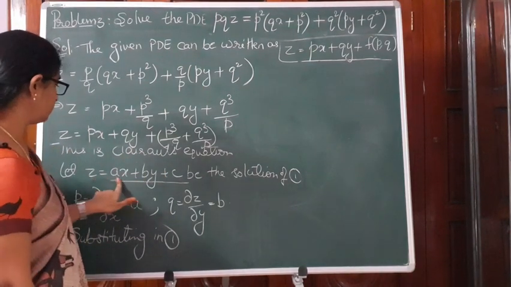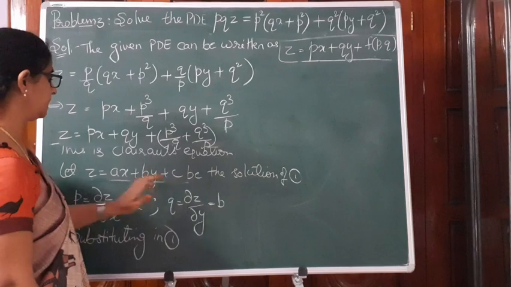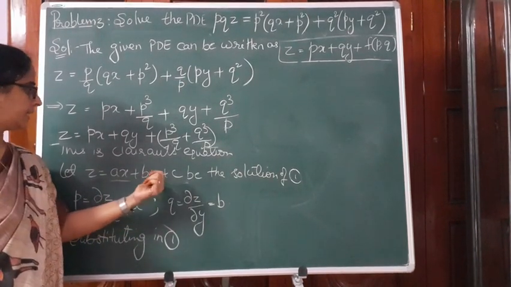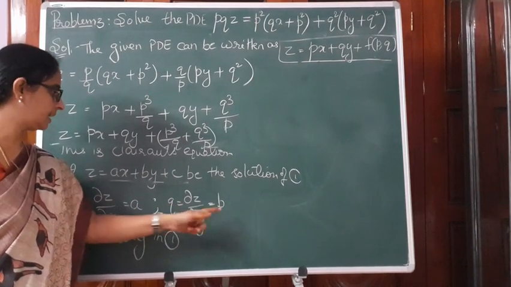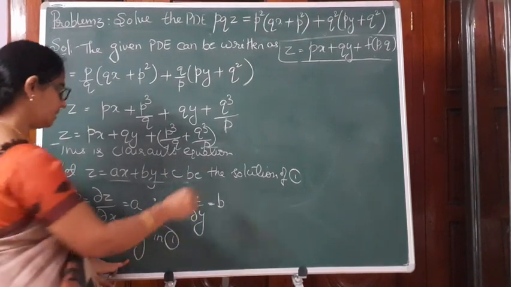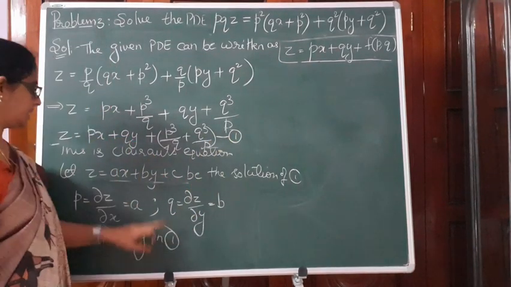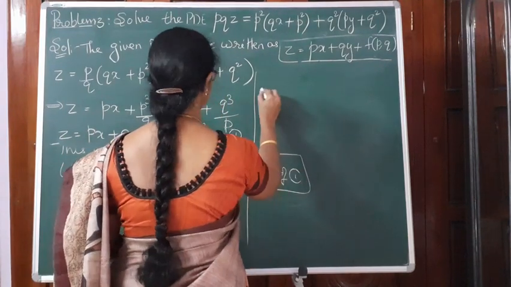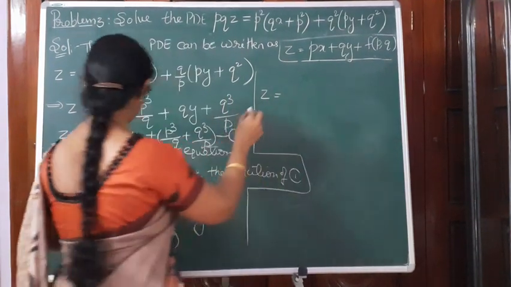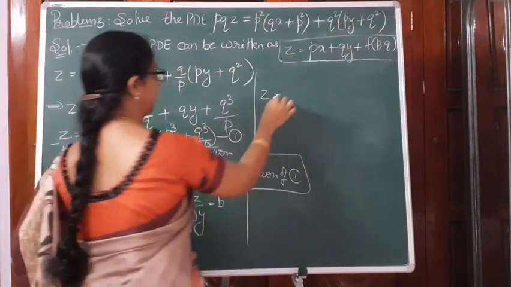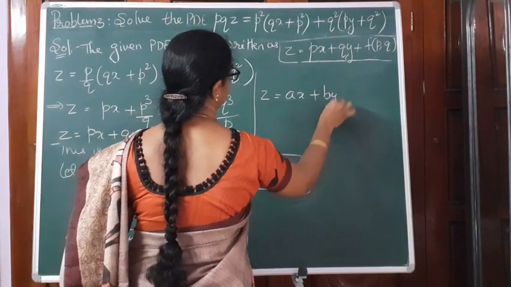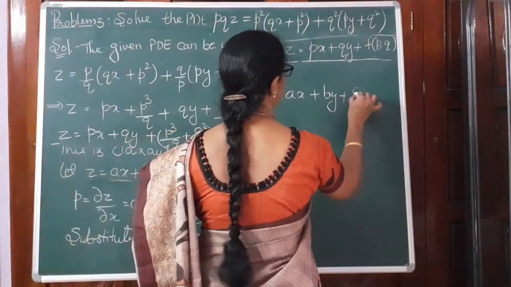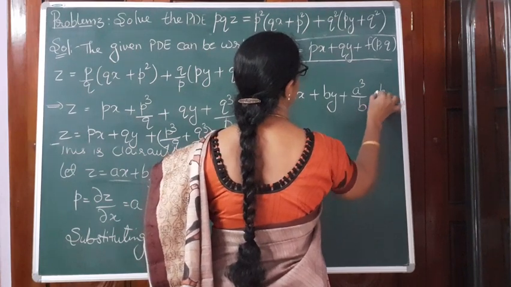And we take the solution to be z is equal to ax plus by plus c. If we partially differentiate with respect to x, then we get p is equal to a. And if we partially differentiate with respect to y, then we get q is equal to b. Now substituting p is equal to a and q is equal to b in equation 1, we get z is equal to px plus qy, that is ax plus by, plus pq by q plus qq by p, that is aq by b plus bq by a.